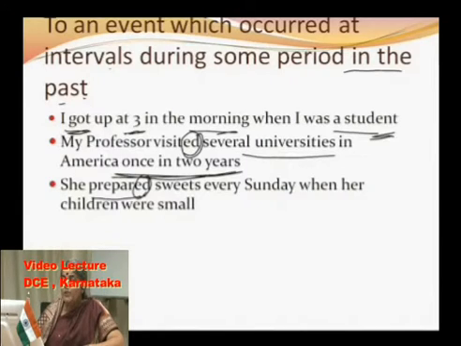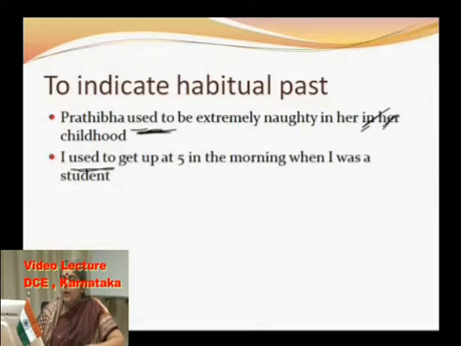Now, when he was a student refers to what? An event that occurred at some point of time in the past. It has occurred at intervals at some point of time in the past. It also indicates habitual past. Now, how can we use this particular word, used to, to indicate habitual past?